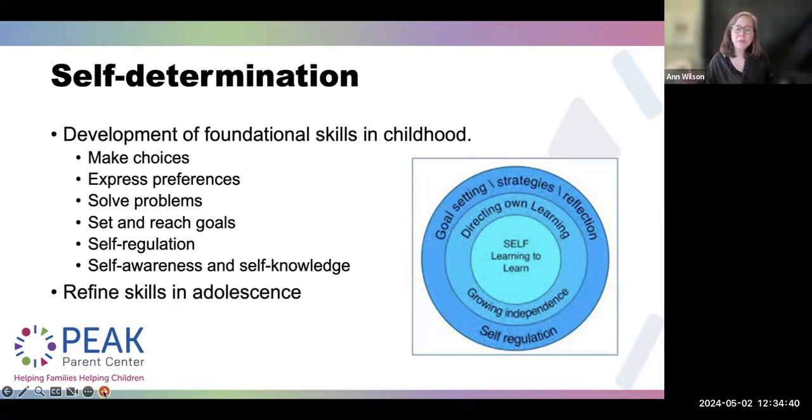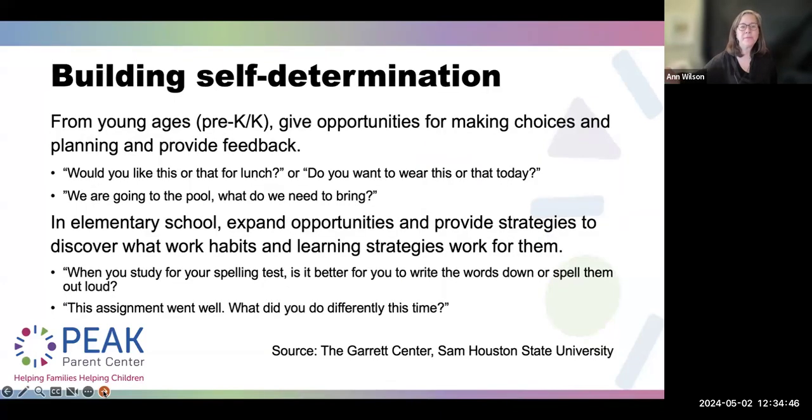And then you want to work to refine those skills in adolescence and sort of leveling up as much as you can. These are just some examples for building self-determination. I wanted to find an example from research. And so from even the young ages at pre-K and kindergarten, you can give opportunities for choice making, or for thinking about making decisions, such as, do you want this or that for lunch? We're going to go to the pool. What do we need to bring? We're going to go on a picnic.